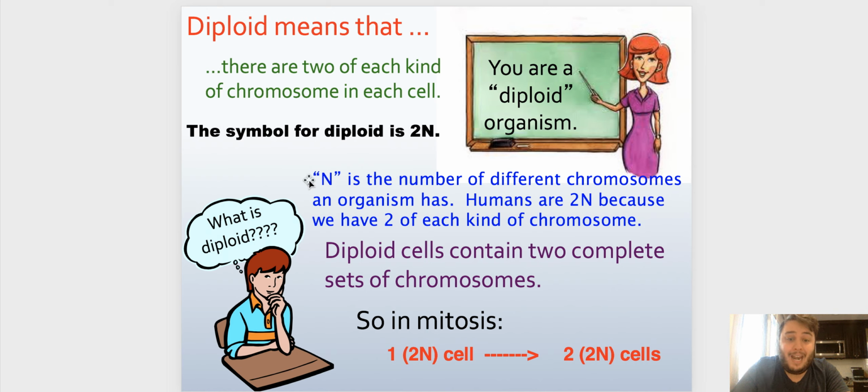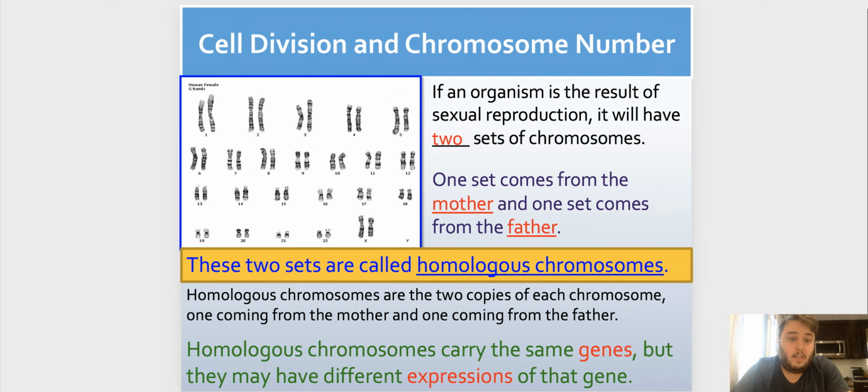So remember, N represents the number of different chromosomes an organism has. We have 23 different chromosomes, right? So 23 times 2 gives us our 46. So think back to here. This is what we're talking about. We have 23 pairs of chromosomes. 1 pair, 2 pair, 3 pair, 4 pair, 5, all the way to 23.